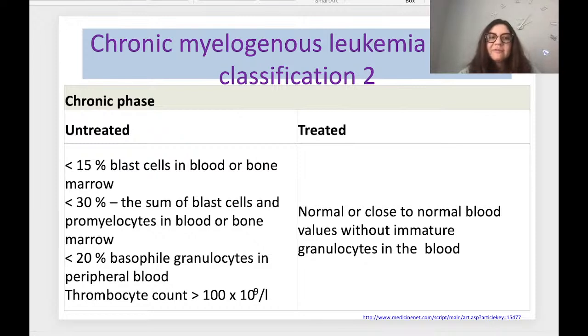Chronic phase, if untreated: we can find less than 15% blasts in blood or bone marrow, less than 30% of the sum of blasts and promyelocytes in blood and bone marrow, and less than 20% basophil granulocytes in the peripheral blood. In this case, the thrombocyte count is usually more than 100. If CML is treated, there are normal or close to normal blood values without immature granulocytes in the blood.